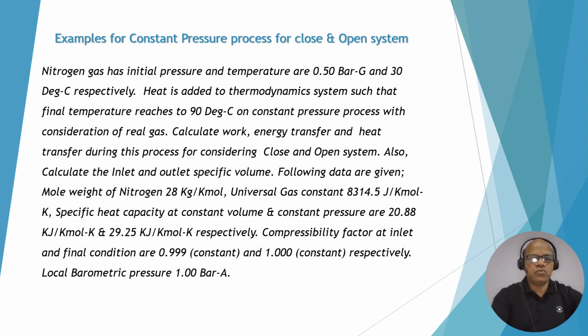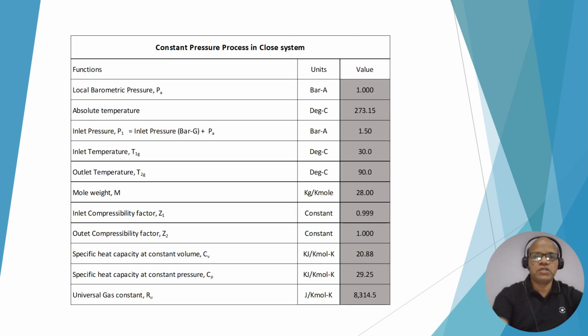The following data are given. Mole weight of nitrogen 28 kg per kilomole. Universal gas constant 8314.5 joule per kilomole per Kelvin. Specific heat capacity at constant volume and constant pressure are given as 20.88 kilojoule per kilomole and 29.25 kilojoule per kilomole respectively. Compressibility factor at inlet and final condition are 0.999 and 1 respectively, and local barometric pressure is 1 bar absolute. So this is the question. Now we have to find all the information for closed and open system.